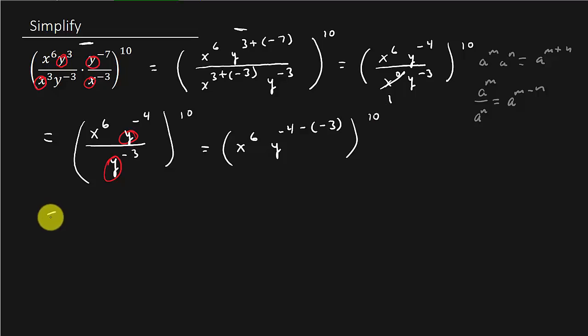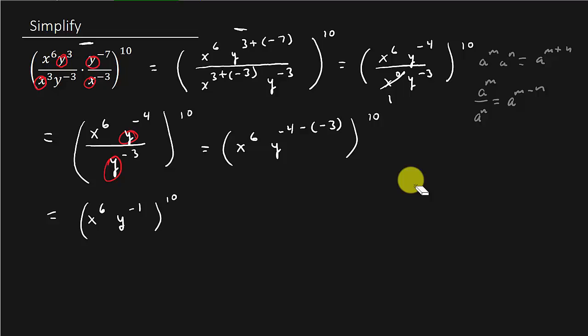And so now we have x to the 6th times y to the negative 1, raised to the 10th. Remember, we got negative 4 minus negative 3. That's the same thing as negative 4 plus 3, which is negative 1. The negative and negative make a positive.